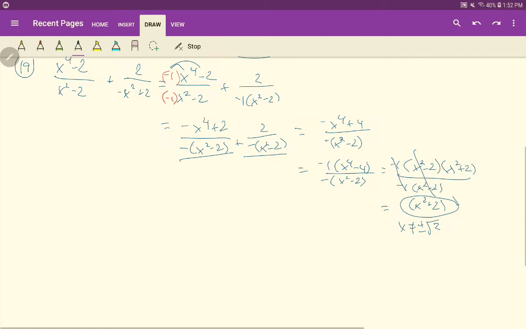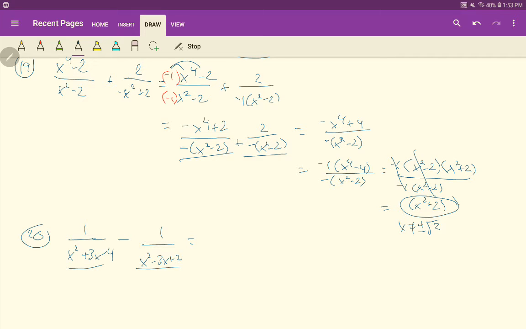All right, let's keep going here. Number 20. So for 20, we've got 1 over x squared plus 3x minus 4, minus 1 over x squared minus 3x plus 2. Here, these look almost completely different. However, I do notice that they're both quadratics, so I'm going to try and see if they factor, to see if there are any factors in common.